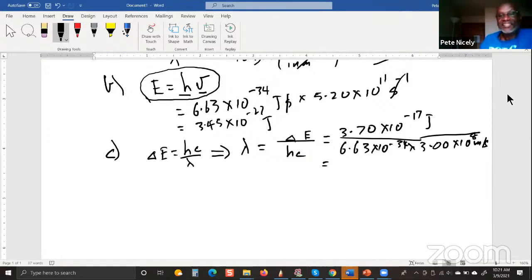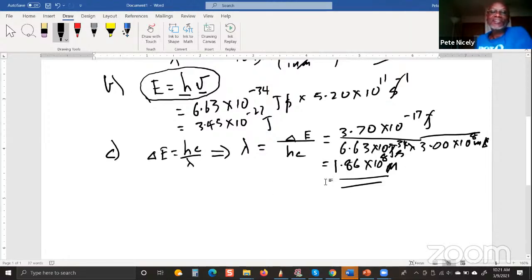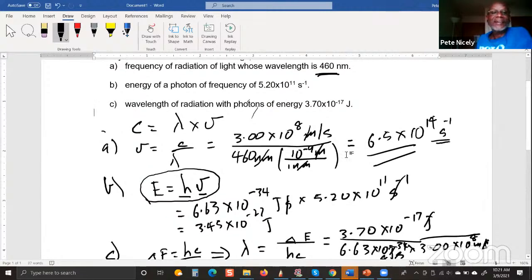According to my calculations, this works out to be 1.86 times 10 to the 8. And the units for this would be meters, because the other is joule seconds, by the way. The joules will cancel out, the seconds will cancel out, so your final answer would be meters. So that's the answer I got for lambda for the C part, all right?